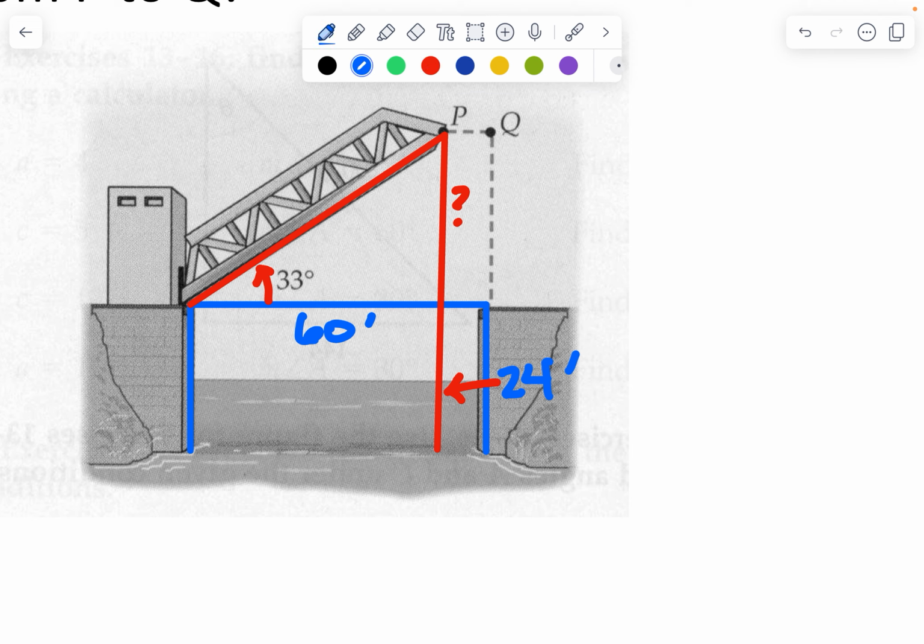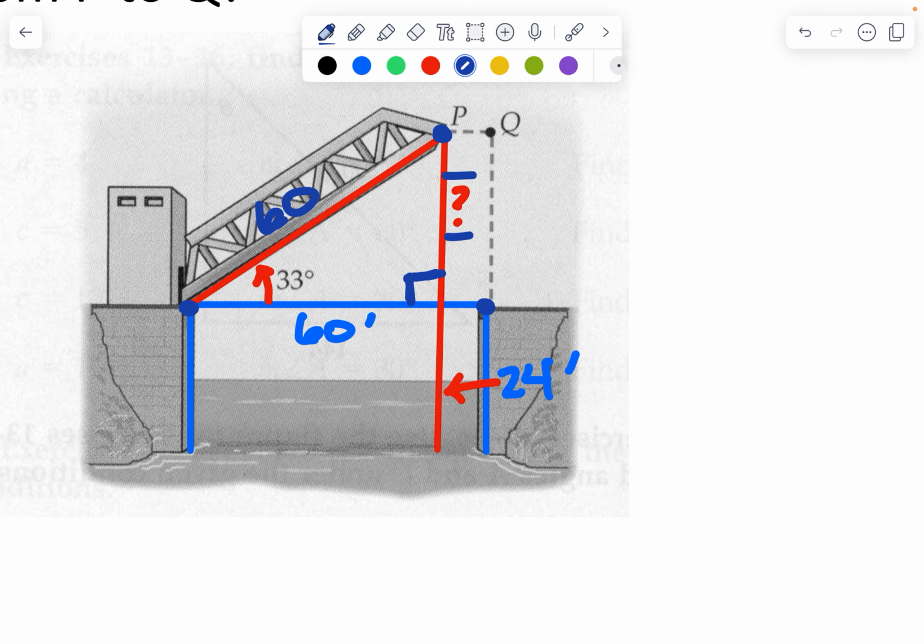Now, this bridge, when it's down from here to here, is 60 feet, which means when it's up, the hypotenuse is 60 feet. You notice it doesn't reach all the way anymore because the bridge isn't getting longer as it raises up. It's still a 60-foot bridge, but when it's up in the air, it's now the hypotenuse of this triangle right here, okay? So we need to find this first.